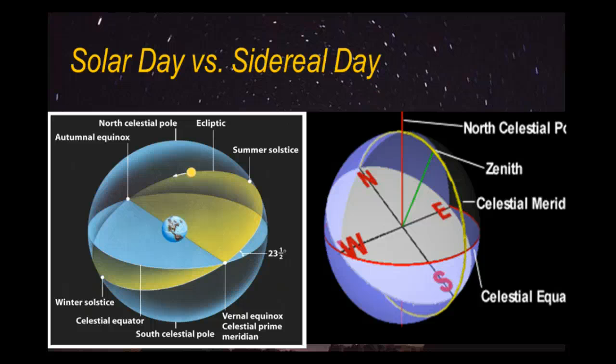Now, 1 day by the stars, meaning 23 hours and 56 minutes, is referred to as the sidereal day. And you see it written up here. The sidereal day. 23 hours, 56 minutes is the sidereal day.